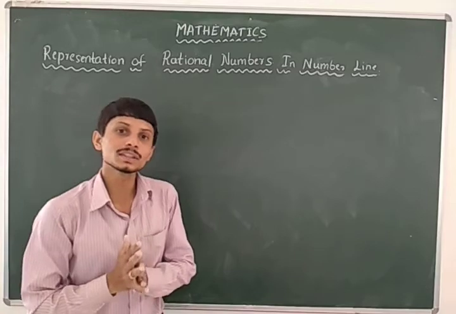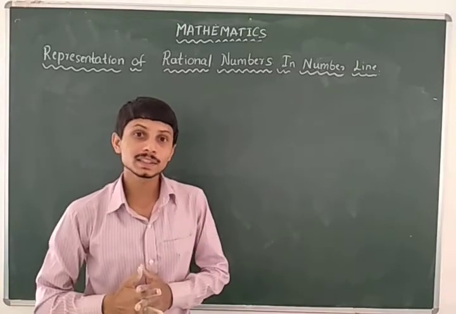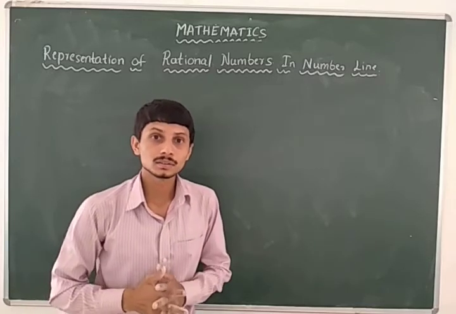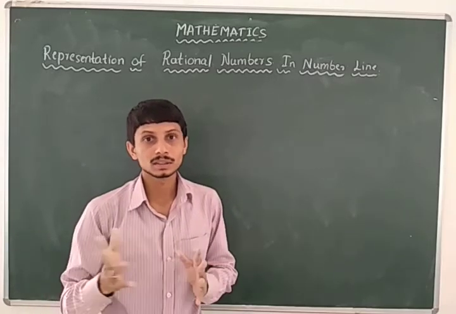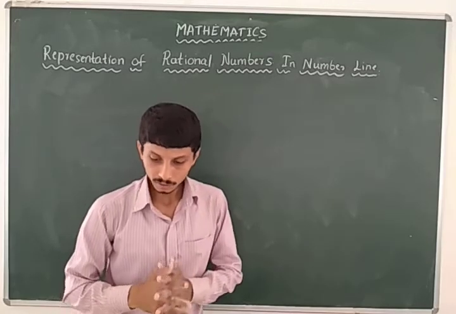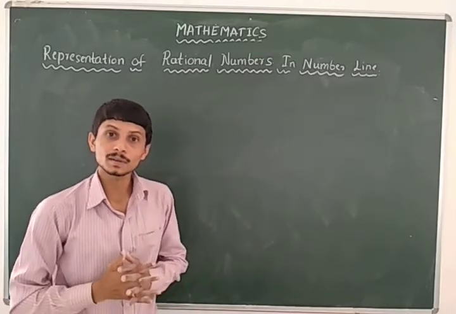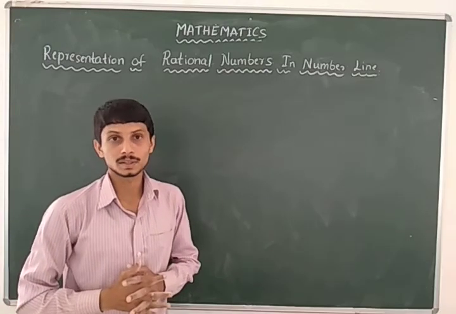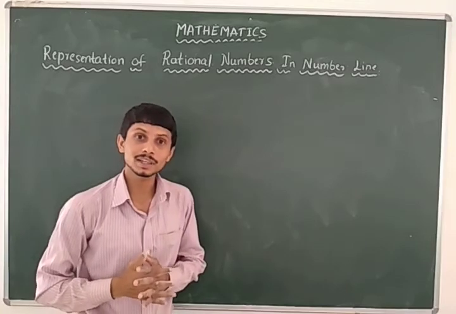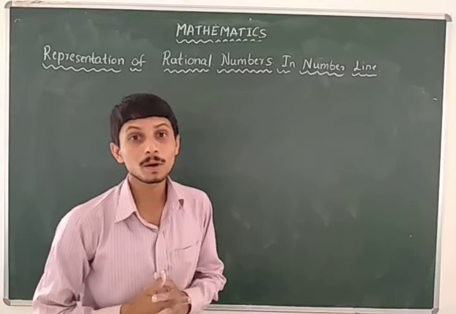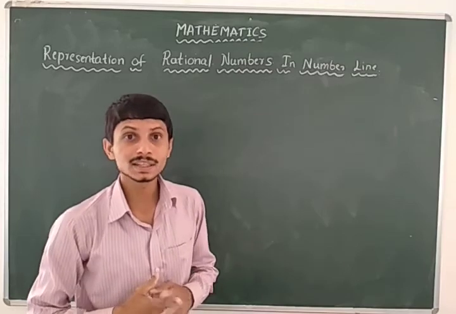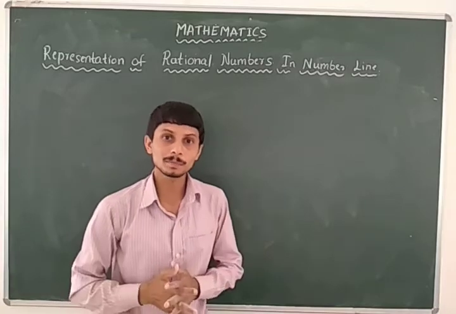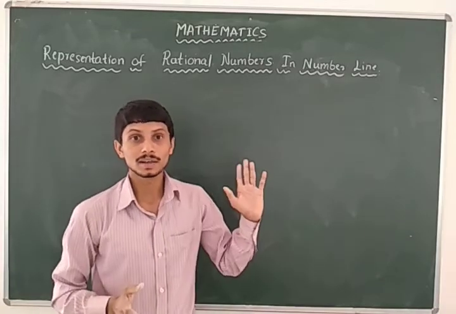I hope you all know this number line where we are representing integers and whole numbers. We discussed that in the previous classes. Here also we are representing numbers in the number line. Rational numbers, as you already know, are numbers in the form p by q, where p and q are integers and q is not equal to 0. So we have to represent those types of numbers in the number line.